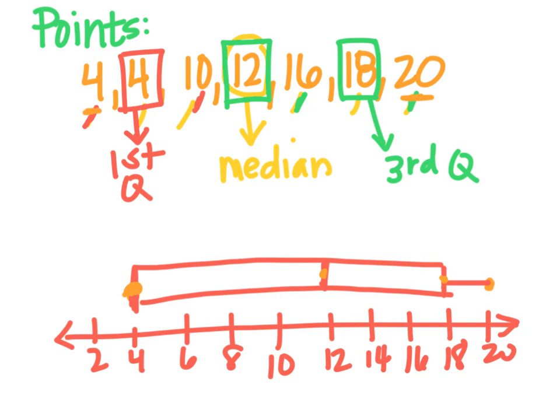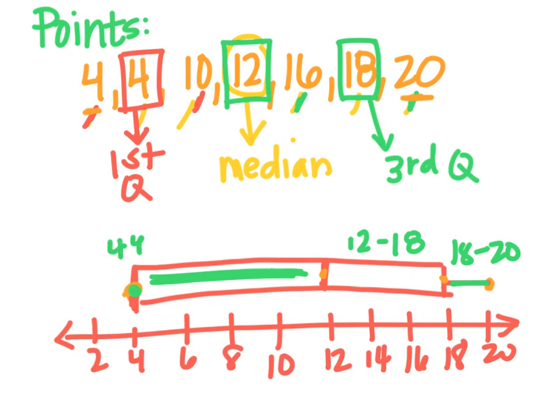If you take a look at this one, it's kind of weird, but this section is so long right here because it's a big range of numbers. It goes all the way from 4 to 12. That's a big range. Here, it goes only from 12 to 18, a little bit smaller range, and from here, it goes from 18 to 20. That's a really small range. That's why that part's so little. And then here, it goes from 4 to 4. There's no range. That's why there's not a whisker over here.